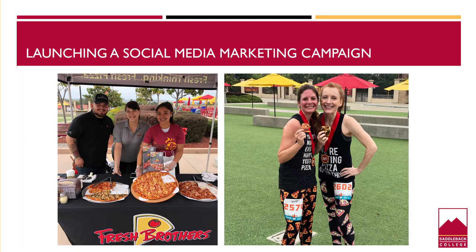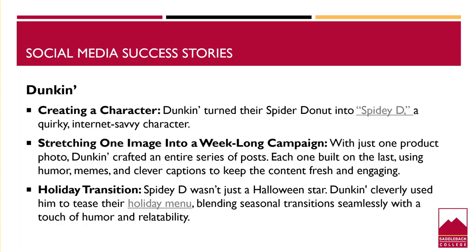Here are some social media success stories. Dunkin' Donuts, we all know who they are. They created a character. Dunkin' turned their Spider Donut into Spidey D, a quirky, internet-savvy character. So you can click on Spidey D here and see the image on Instagram. Stretching one image into a week-long campaign with just one product photo, Dunkin' crafted an entire series of posts, each one built on the last, using humor, memes, and clever captions to keep the content fresh and engaging.